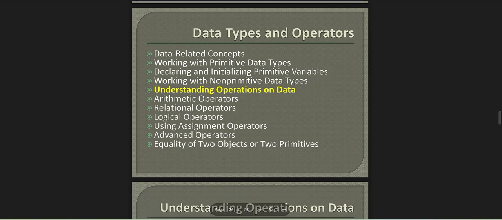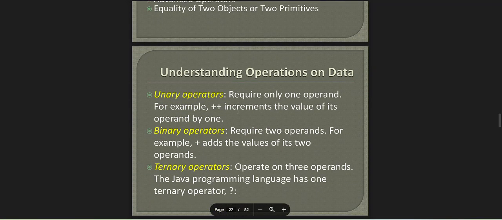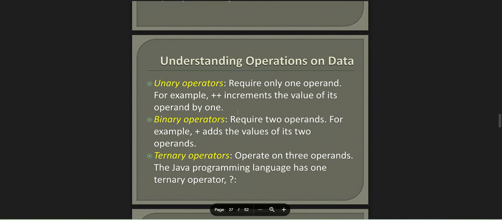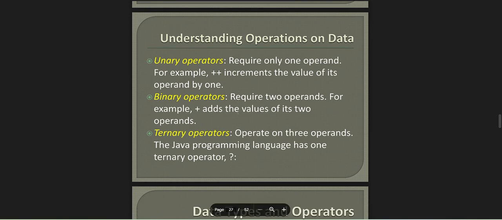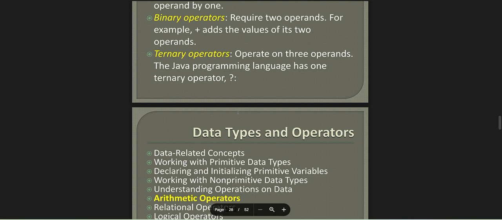Understanding the operators in Java. A unary operator requires only one operand, for example, plus plus increments the value of its operand by one. A binary operator requires two operands, for example, plus adds the values of its two operands. A ternary operator takes three operands. The Java programming language has one ternary operator. Data types and operators: data related concepts, working with primitive data types, declaring and initializing primitive variables, working with non-primitive data types.